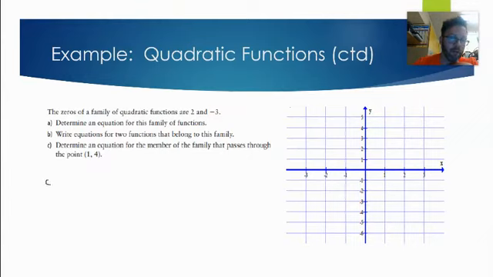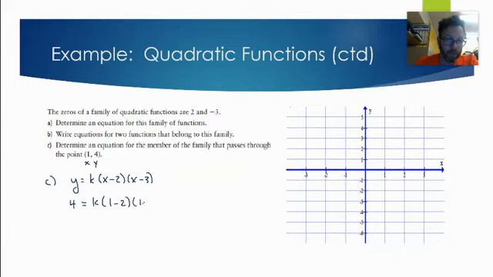Let's do C. So what we have so far is our family of functions, y equals k times (x minus 2) times (x plus 3). Our strategy, which you would have used in grade 10 and probably grade 11, is that we sub in our point. We know that the y value is 4 when the x value is 1. This gives us an equation that we can solve for k, not a very complex one. So that's negative 1 times negative 2, which is positive 2.